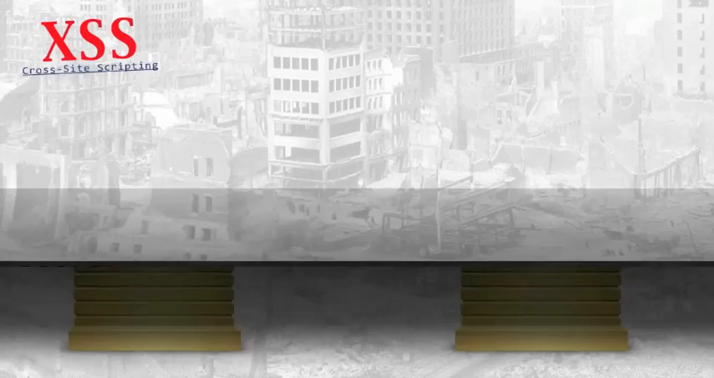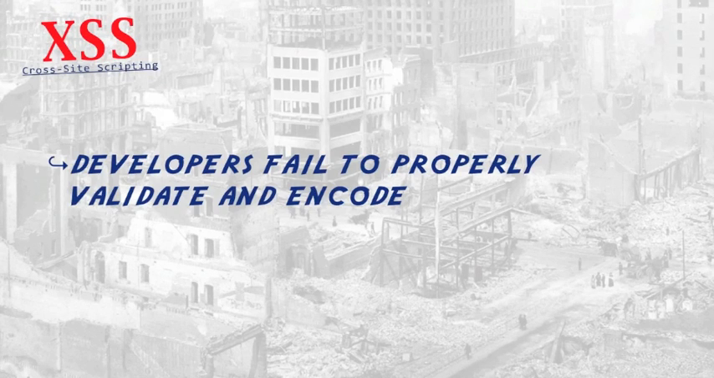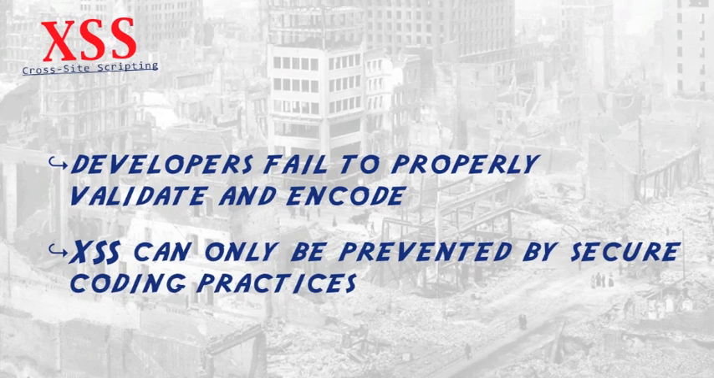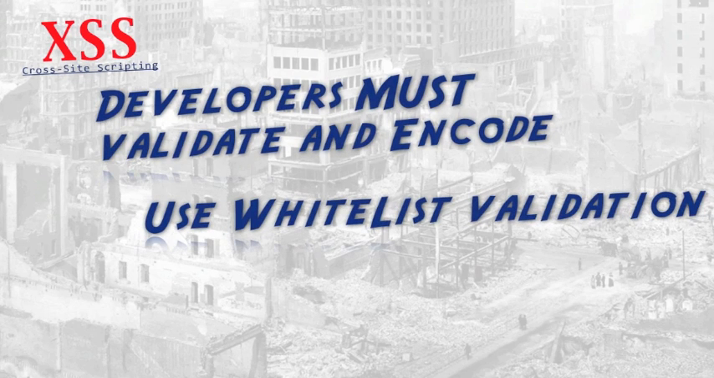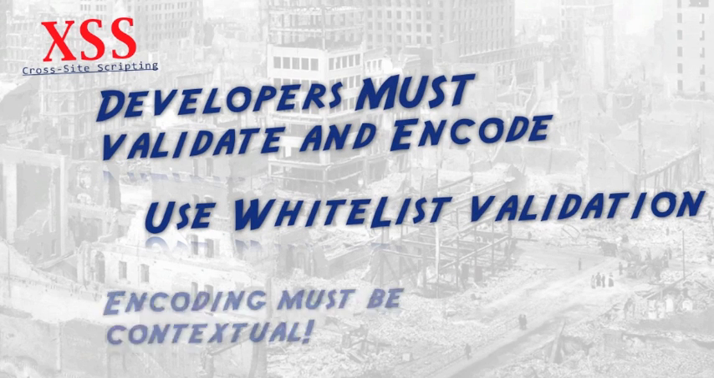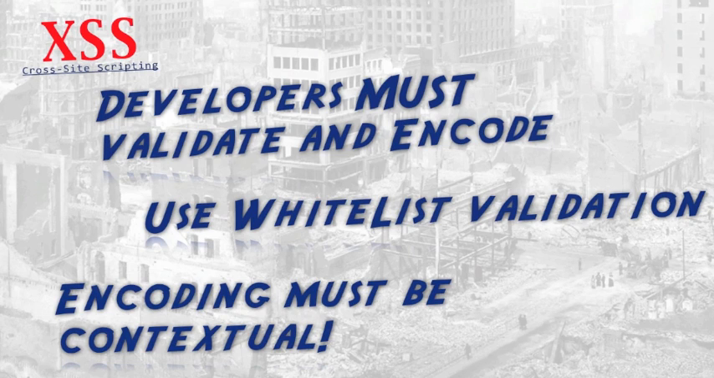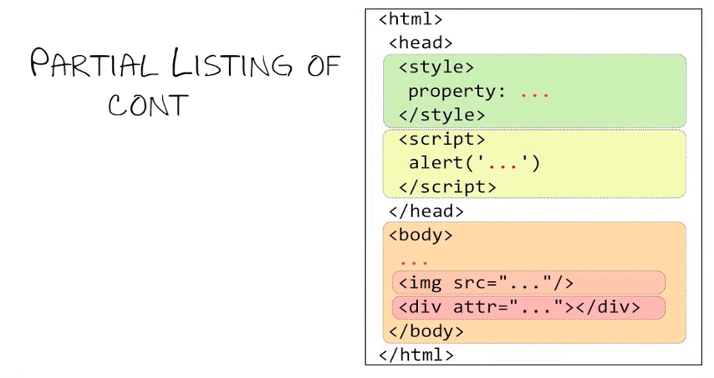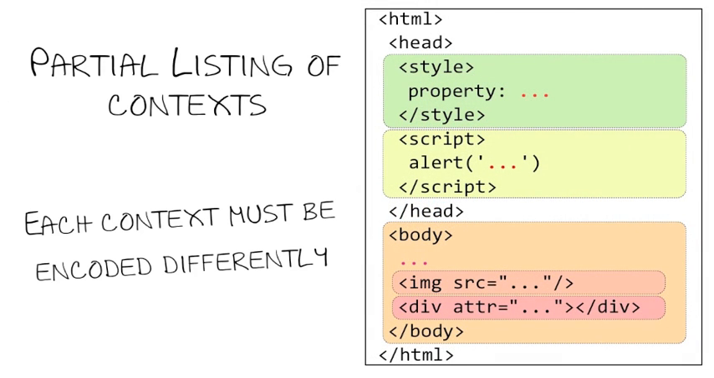XSS vulnerabilities are the result of developers not properly validating and encoding user-supplied data. So in order to stop cross-site scripting, we have to educate web developers how to effectively validate and encode user-supplied data. For proper validation, make sure you're using a positive whitelisting approach. And for encoding, realize that encoding must be contextual. That is to say, you will have to encode the data differently depending on where it's placed in a web page. The idea of contextual encoding can be quite confusing. In fact, I will go over this concept in great detail in a future episode.